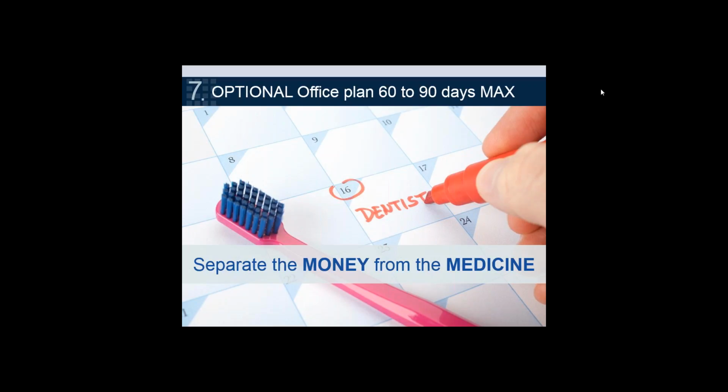So if you have, let's say, a 24-month case, I would certainly recommend a payoff in 18 to 20 months. And in orthodontics is where it's really important to separate the money and the medicine, because you don't see an orthodontist every month.